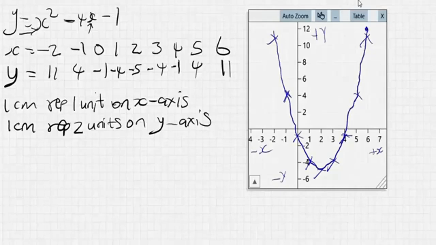Okay guys, so this is how your curve is going to be, and with this I'll come to the end of the class. Hope you learned something interesting from this video.